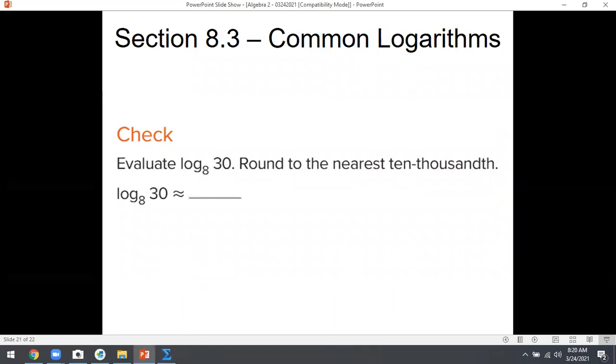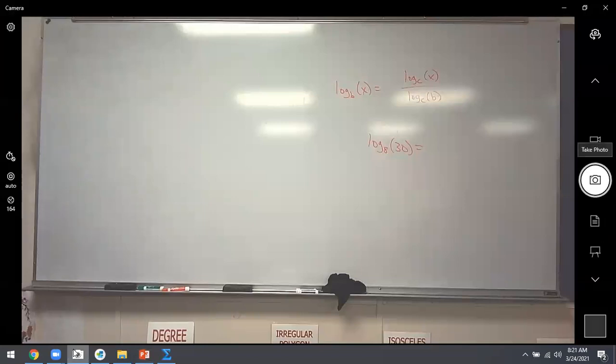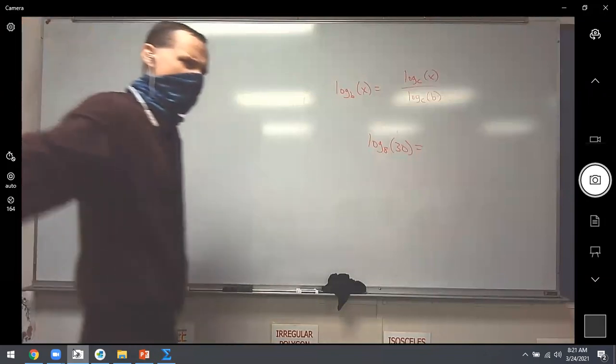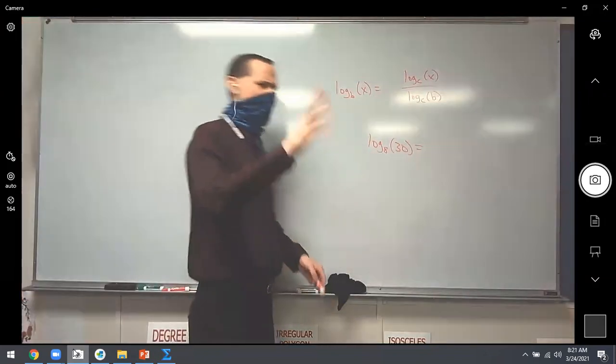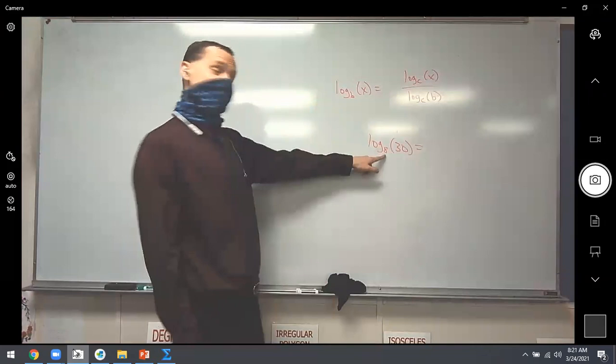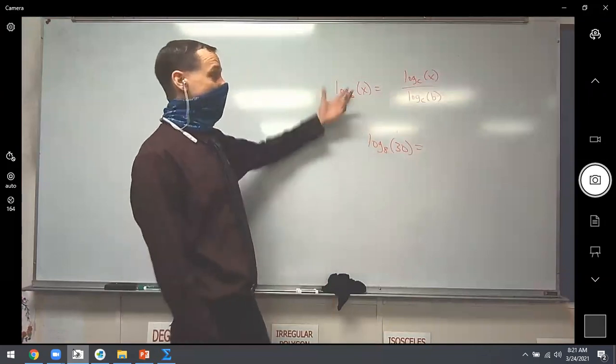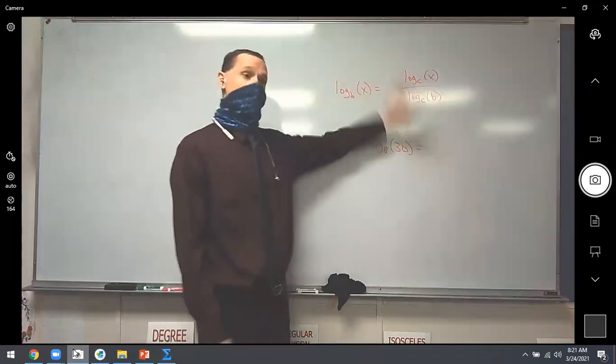Evaluate log base 8 of 30, but you're not allowed to use the math log base thing. You can't do that. So here we go. Log base 8 of 30, very easy. You're only allowed to use base 10. That's the rule today. From now on, this entire lesson, if you're not using just that log button, then you're not doing it right. This is base 8 though, isn't it? So that's exactly why we're going to change the base to base 10.